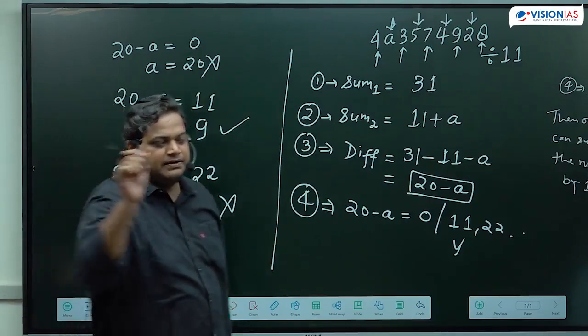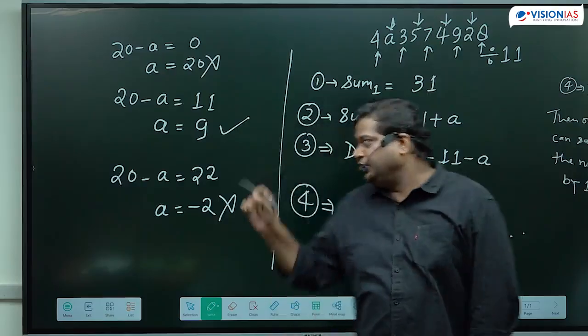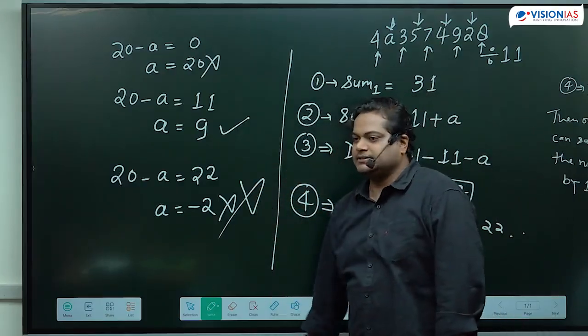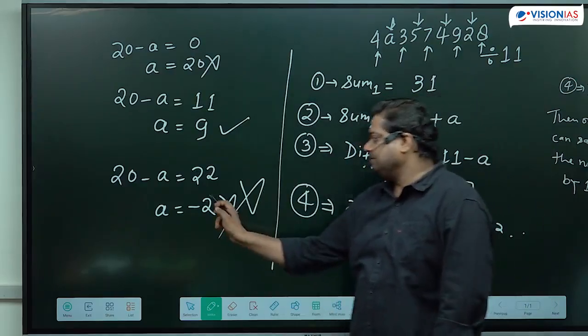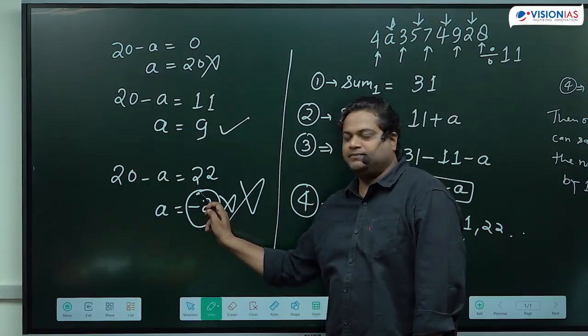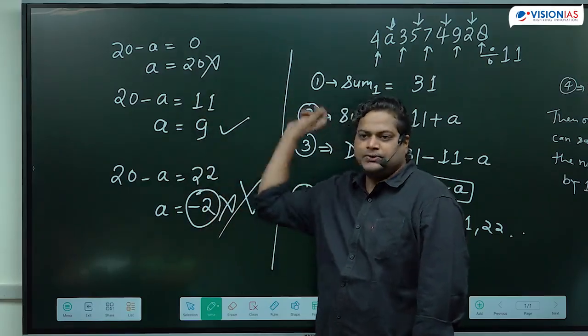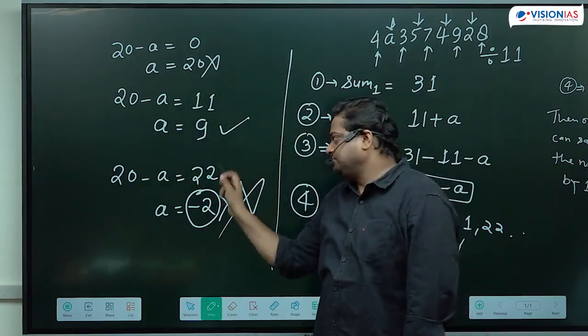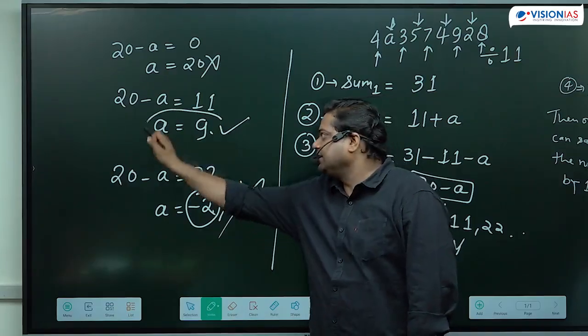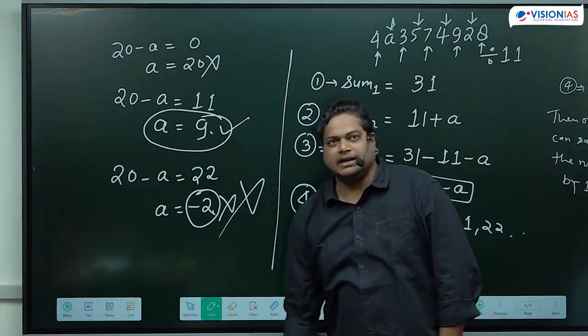Option में if it is given 2, then that is also not our answer. क्योंकि A की value is coming minus 2. Digits cannot take negative values. It will take positive value 0 to 9 only. Correct? Option में अगर 2 भी है, we'll mark it 9. Only one answer we are getting for A. That is 9.